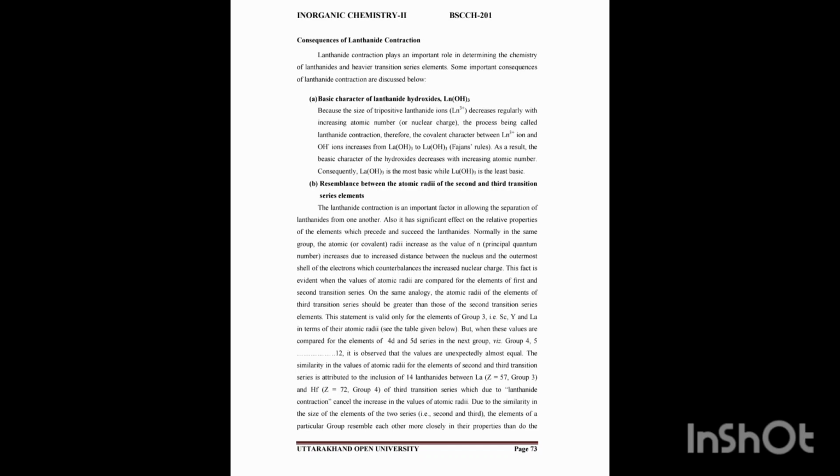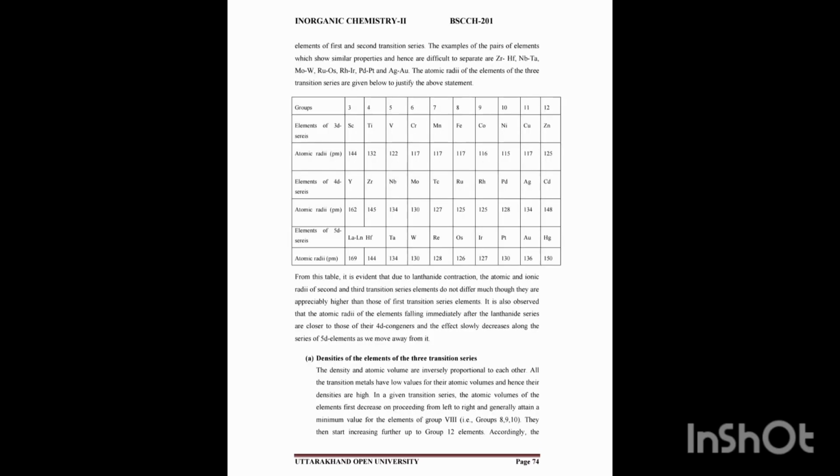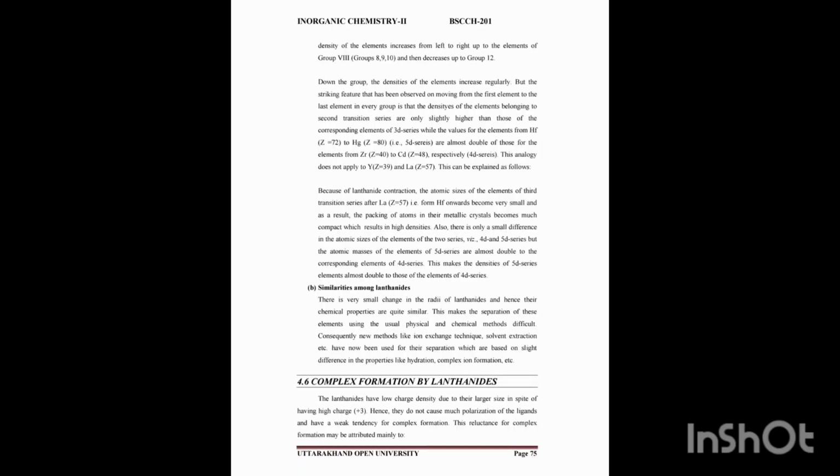For the third transition series, however, lanthanoid contraction cancels this increase in the value of atomic radii, resulting in similarity in the size of the elements of the two series. Particularly, the elements of the same group resemble each other more closely in their properties than do other elements of the first and second transition series. Examples of pairs of elements which show similar properties and hence are difficult to separate are Zr-Hf, Nb-Ta, Mo-W, Ru-Os, Rh-Ir, Pd-Pt, and Ag-Au. The atomic radii of the elements of the three transition series are given below to justify the statement.